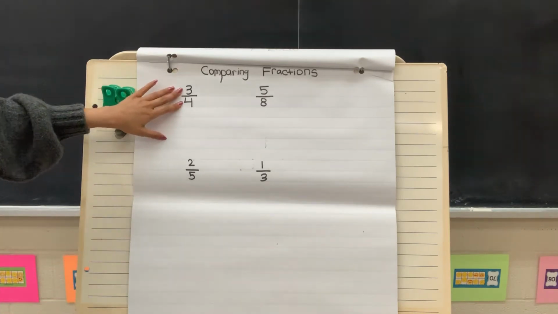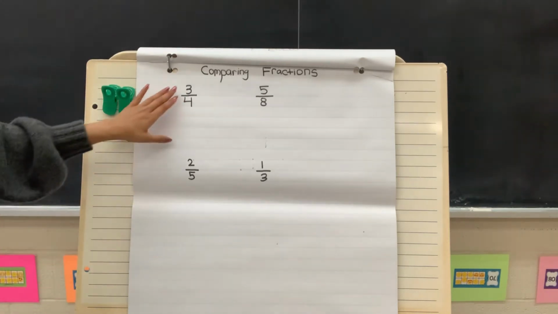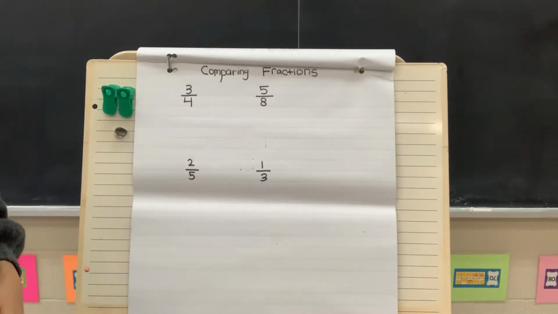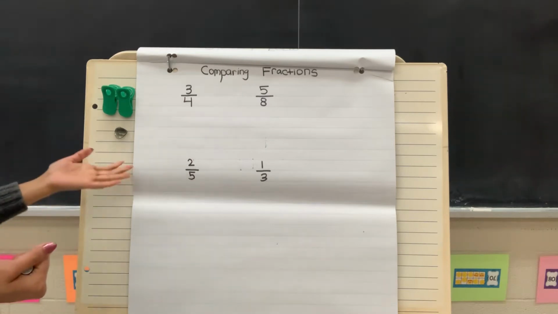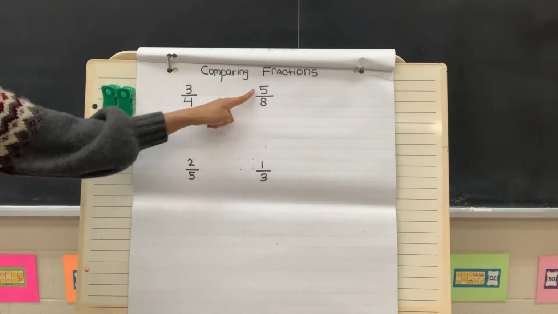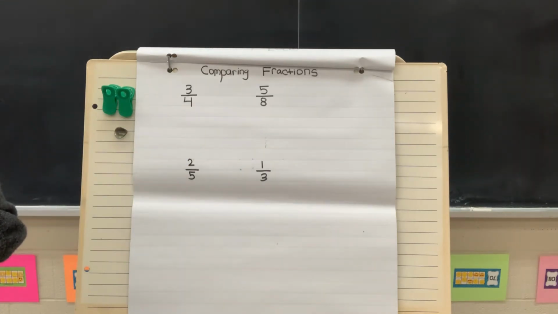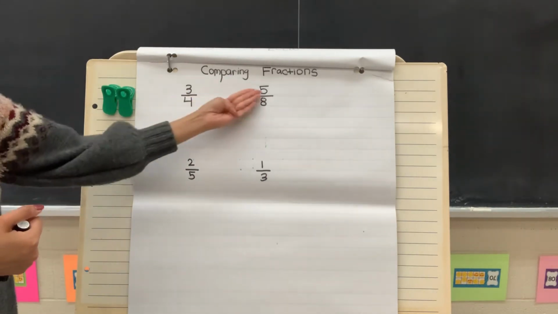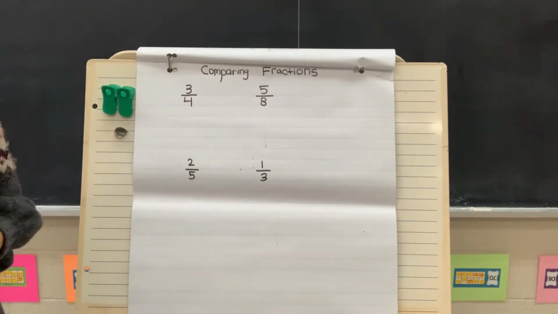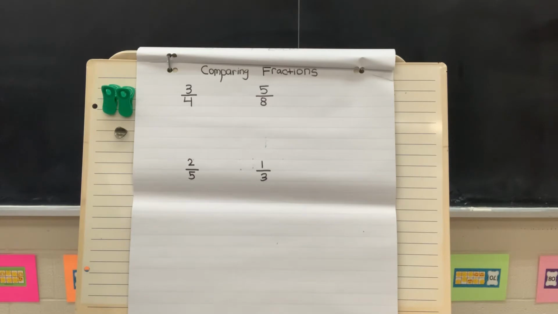Now here's an example. I've given you two fractions. I have 3 over 4 and I have 5 over 8. If I asked you which one is greater, is 3 over 4 bigger or is 5 over 8 bigger? Chances are you might say 5 over 8 because obviously 5 is bigger than 3 and 8 is bigger than 4. But let's find out which one is actually greater.